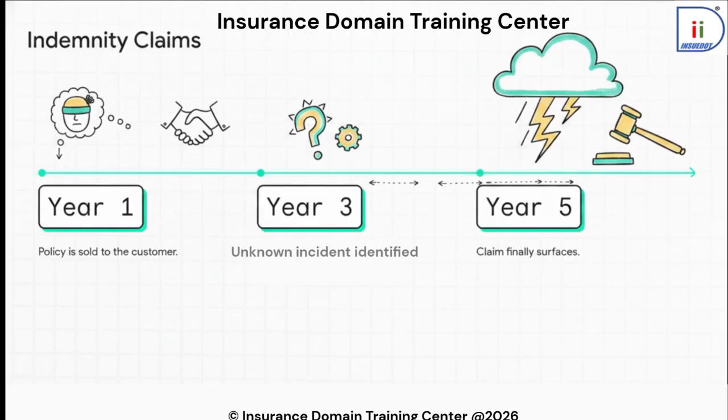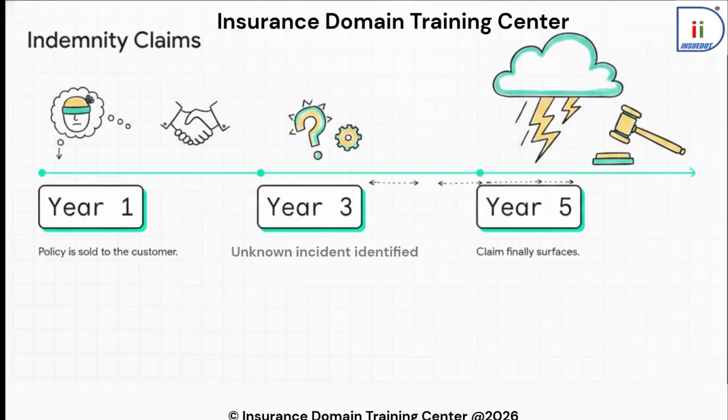These are meant to protect professionals if they make a critical mistake at work. So year 1 the policy is sold, maybe in year 3 a mistake actually happens in the workplace. But get this, the actual claim might not even surface until year 5. The insurer had to set the price 5 years ago. Totally blind to this future event.